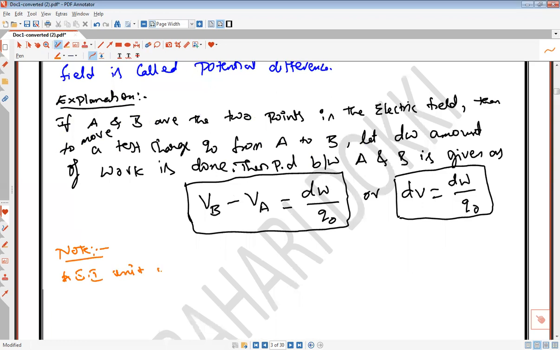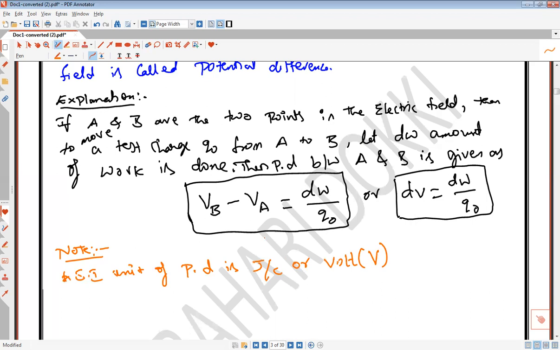SI unit of potential difference is, again, see, potential difference is work done divided by charge. Work done is measured in joule and charge is measured in coulomb. So joule per coulomb is the SI unit of potential difference. Potential has the same unit. Joule per coulomb can also be written as volt, represented by V. So the SI unit for electric potential as well as potential difference is joule per coulomb or volt.